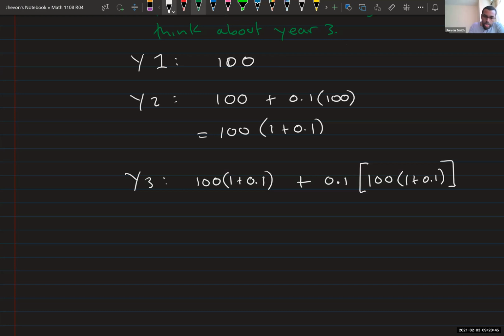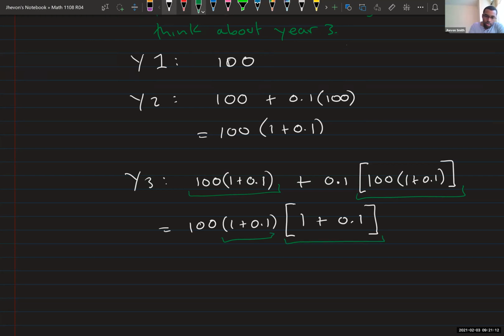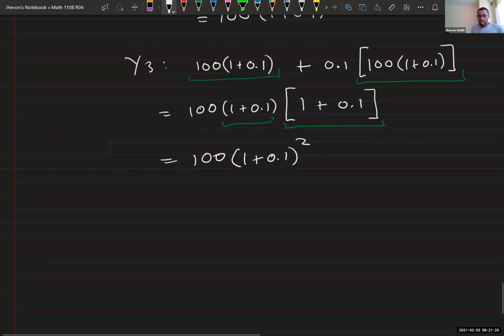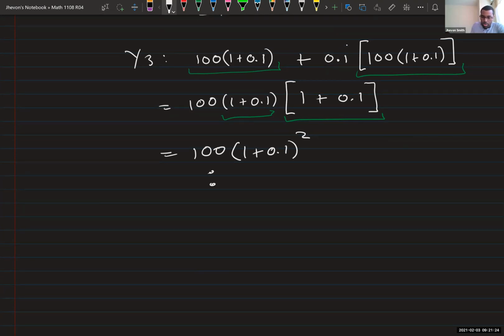Now what I can do, now you'll notice that these two are the same, and I can factor those out. What I would have left over is going to be 1 plus 0.1. But that 1 plus 0.1 is the same as this guy. These two are the same. So I can actually write this as 100 times 1.1 squared. You will notice that this is actually going to be very similar. It will grow. So if I'm at year n, some big N, it's actually going to look like 1 plus 0.1 to the n minus 1. Okay, so I have a nice formulaic way to think about this.